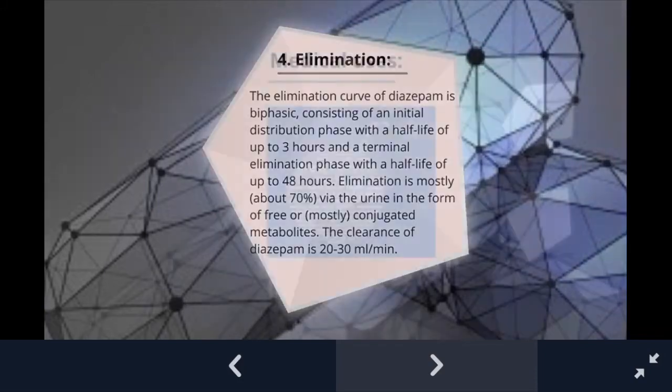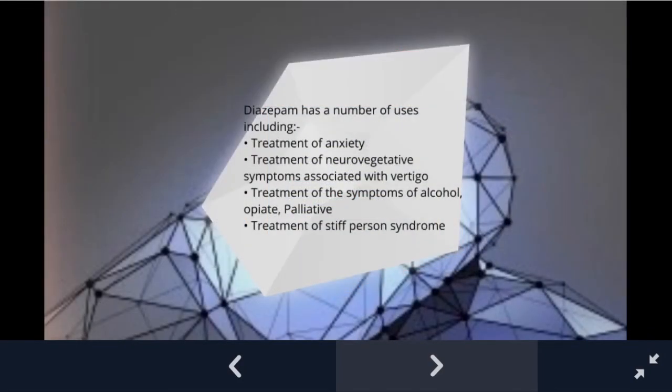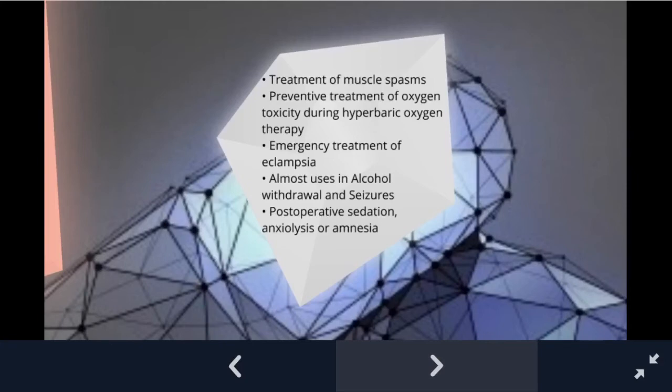milliliters per minute. Diazepam is mainly used to treat anxiety, insomnia, panic attack, and symptoms of acute alcohol withdrawal. It's also used as a premedication for inducing sedation, anxiolysis, or amnesia before certain medical procedures. Diazepam has a number of uses, including treatment of neurovegetative symptoms associated with withdrawal, treatment of symptoms of alcohol and opiate withdrawal, palliative treatment of stiff person syndrome, treatment of muscle spasms, and preventive treatment of oxygen toxicity during hyperbaric oxygen therapy. Diazepam is used for the emergency treatment of eclampsia and also used in alcohol withdrawal and seizure. And lastly, pre-procedure sedation, anxiolysis, or amnesia.